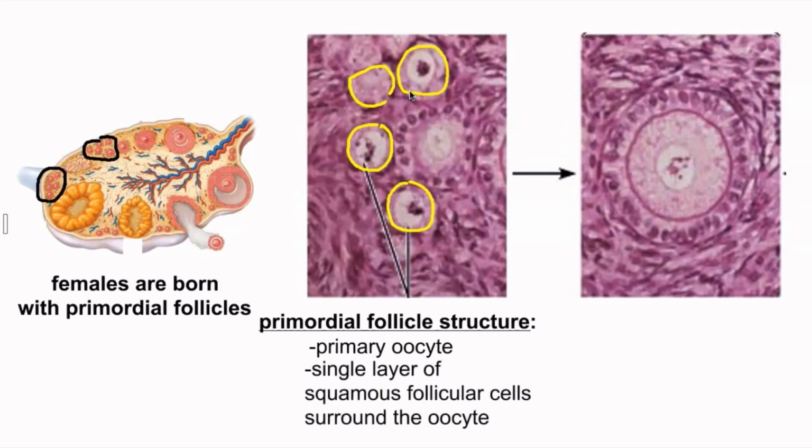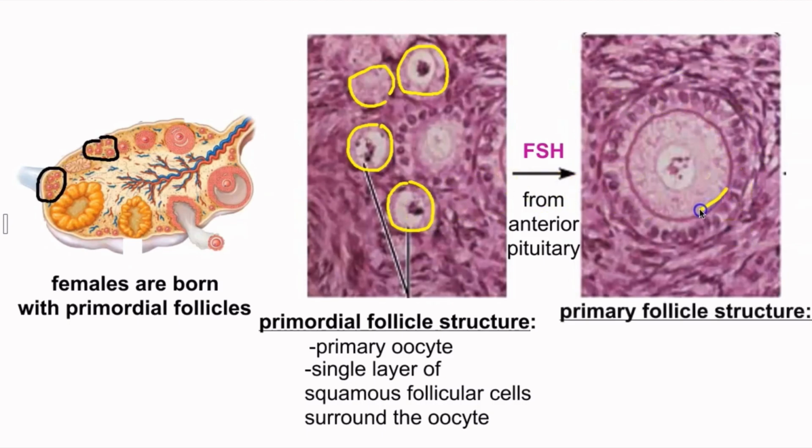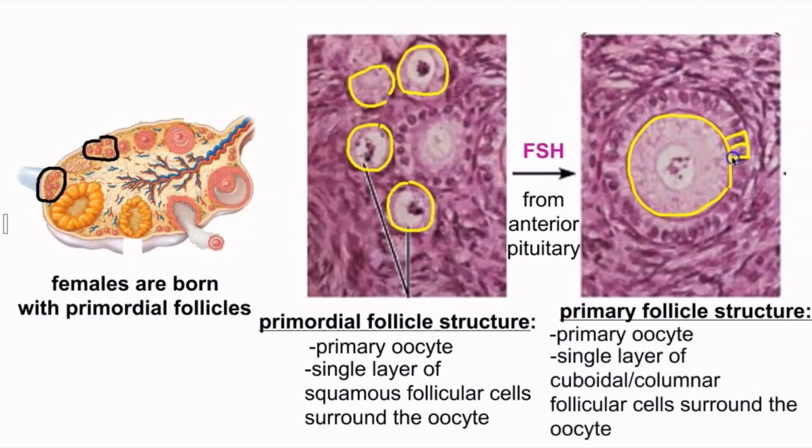Once the person enters puberty, hormones from the brain, particularly follicle-stimulating hormone, or FSH, good name, is going to cause some of these follicles to wake up. It's going to activate them. And when the follicles first start responding to hormonal changes, the primordial follicle is going to differentiate into a primary follicle. Taking a look at the primary follicle, the oocyte is still a primary oocyte, but notice how the follicular cells are no longer squamous. They're now more cuboidal or columnar in shape. And so the primary follicle is much larger than the primordial follicle.